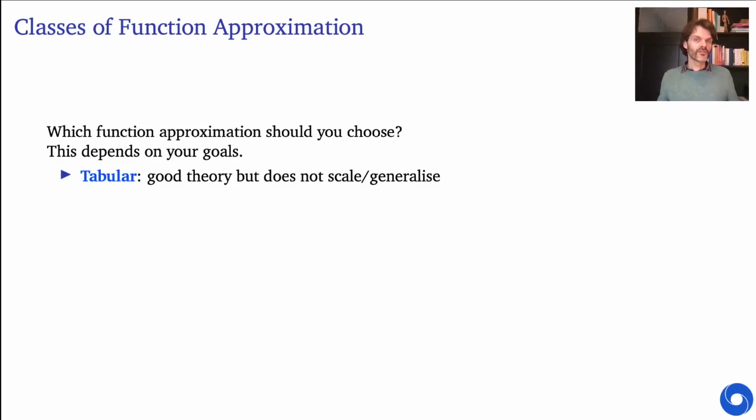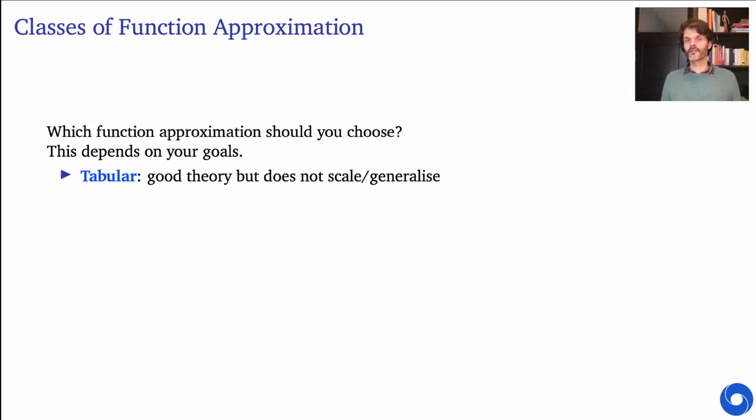So which function approximation should you choose? We covered a couple of function classes. Well, it kind of depends on your goals. One distinction to make is that for the tabular case, we have really good theory. We understand these algorithms really well. We know when they converge, we know where they converge, they're quite stable.